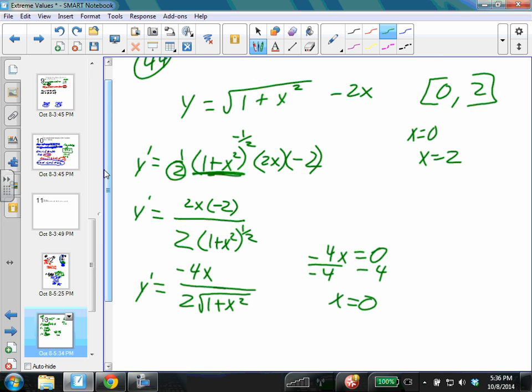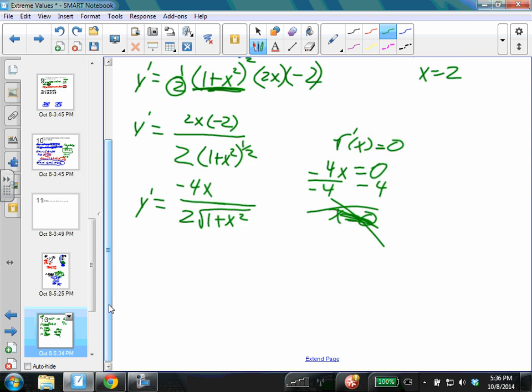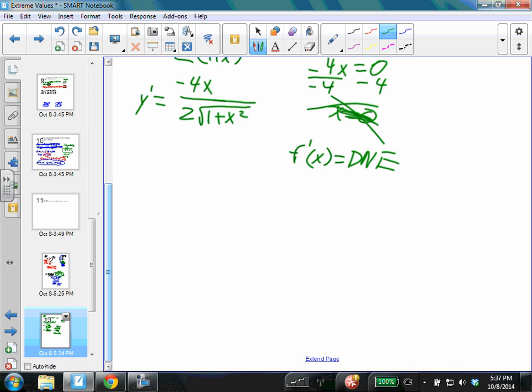Well, I already have x equals 0, so I don't need that anymore. It's not going to help me. So this is where the derivative was 0. And now we need where the derivative does not exist. Well, that means that the bottom of this fraction will be 0. So here it is. 2 square root of 1 plus x squared equals 0.